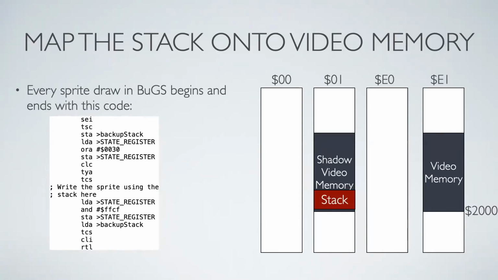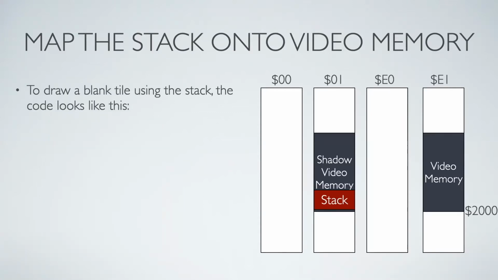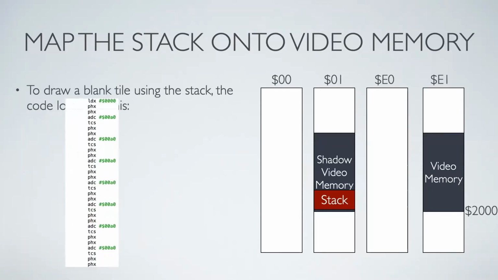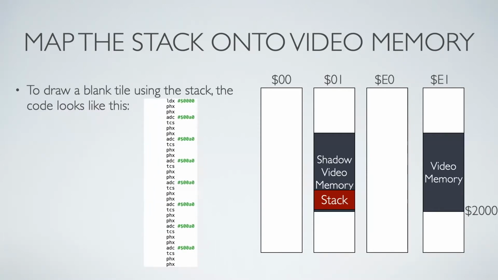When things are done, we unset those bits in the state register to undo redirecting our memory accesses to bank 1, restore the stack pointer, and re-enable interrupts. So that's the header and footer of every sprite routine. Now that we have the stack where we want it, we can draw a sprite, and that code looks something like this. This is the sprite code for drawing a blank tile.